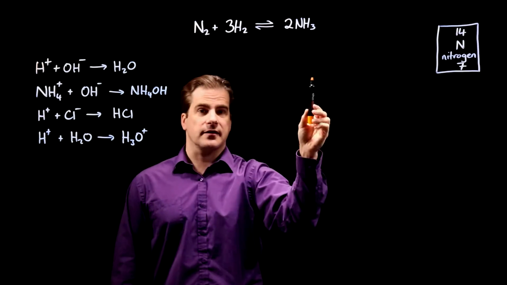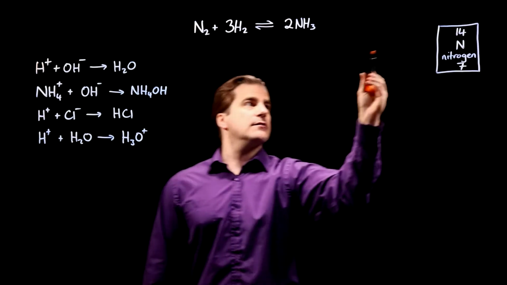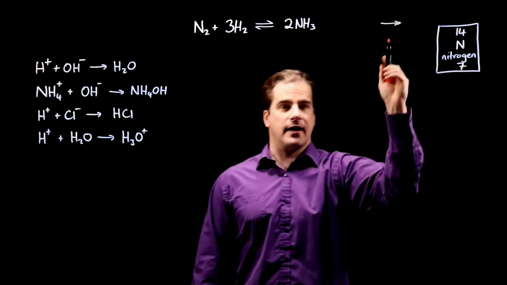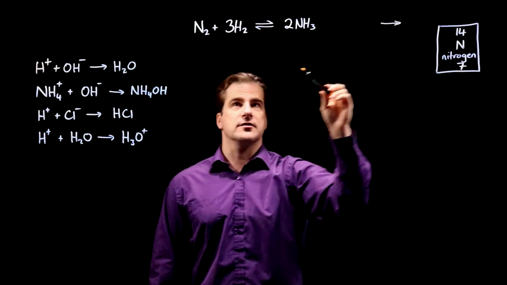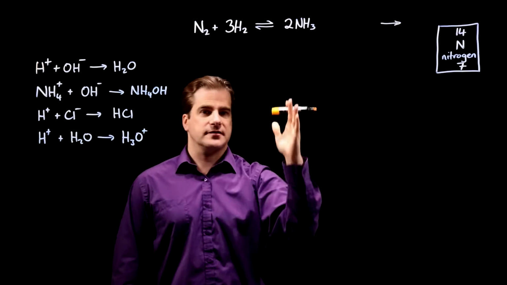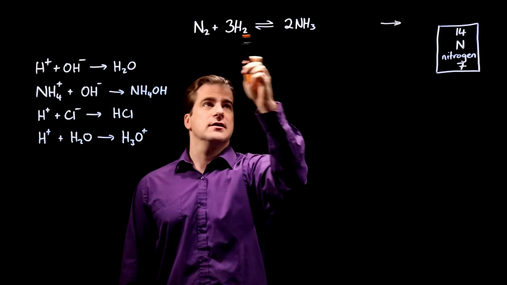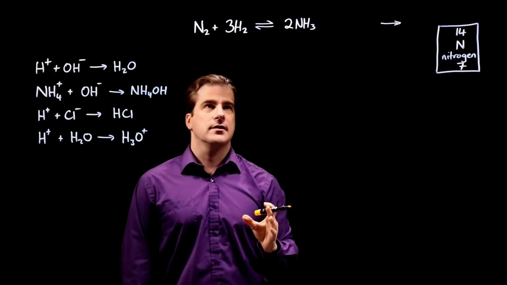Not all reactions are like this. If the reaction arrow is just drawn like that, how you're used to, then it's only a one-way reaction. It can't go backwards. But the Haber process just happens to be a reaction that can go both ways.